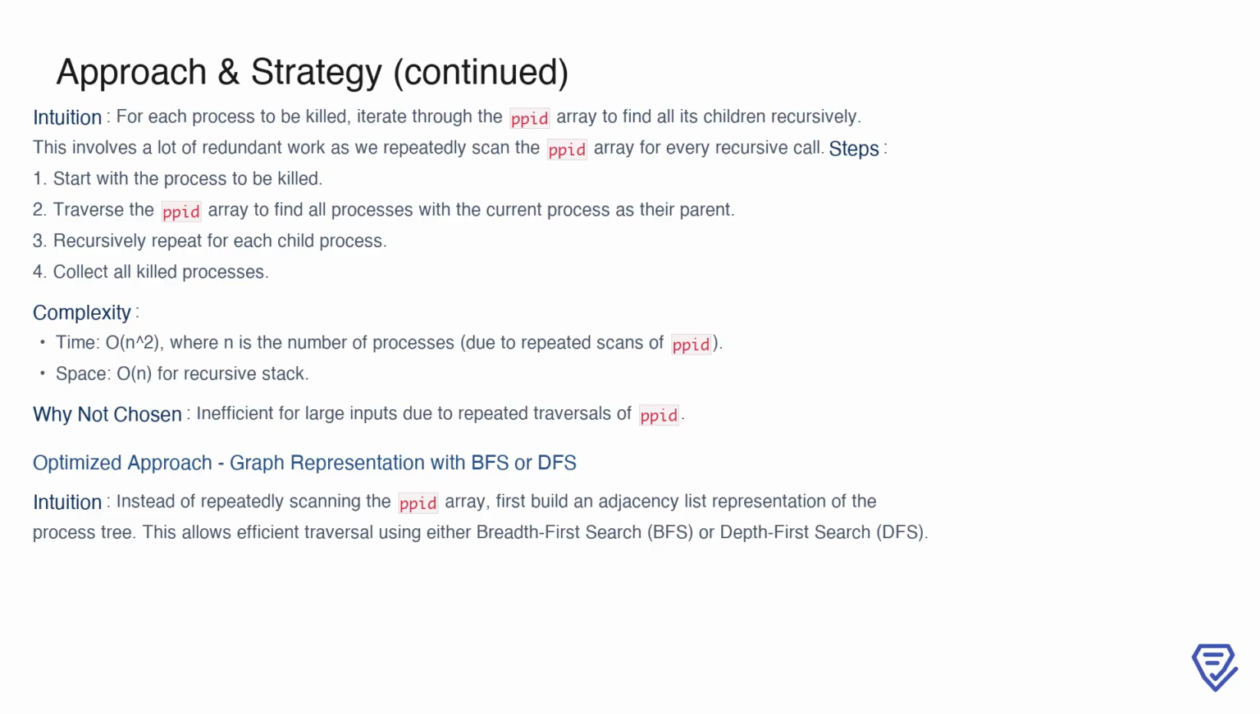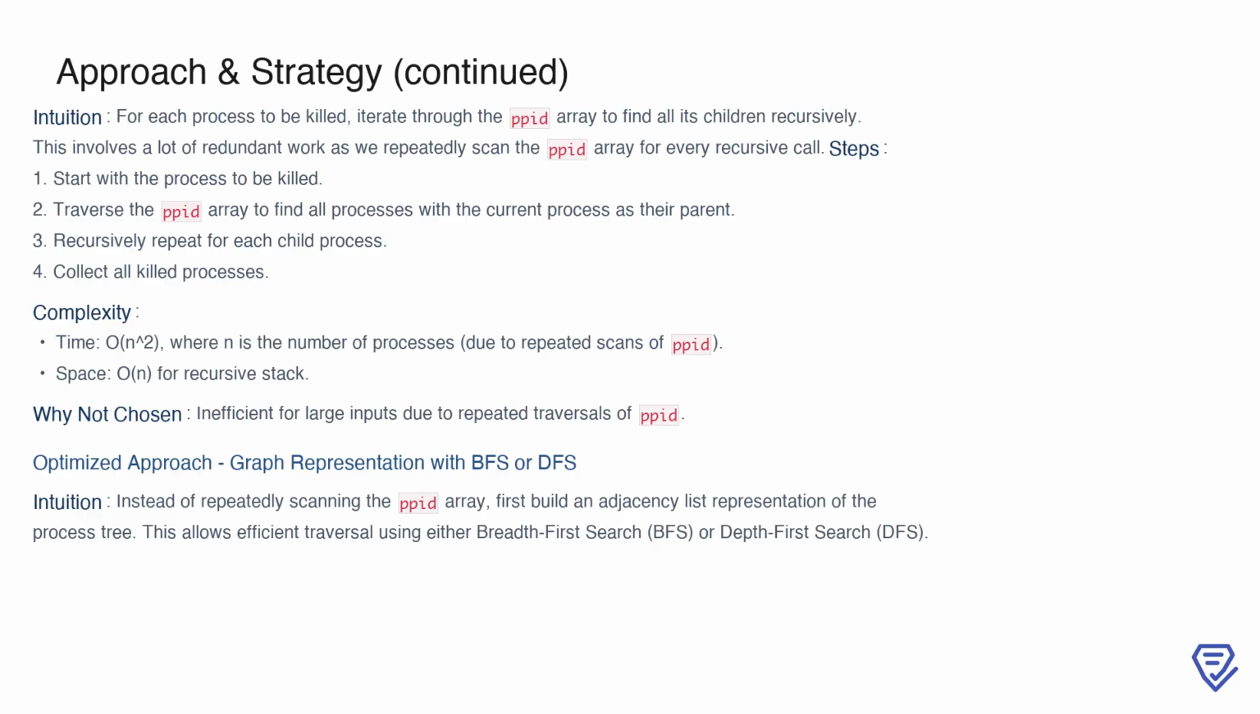The brute force approach relies on directly matching parent-child relationships by scanning the PID array repeatedly. To execute this, we begin with the process to be killed, then iterate through the PID array to find all processes that have the current process as their parent. For each of these children, we recursively repeat the procedure to find their descendants. Finally, we collect all processes that were terminated during this traversal.